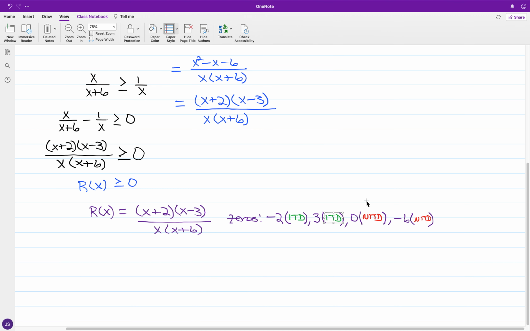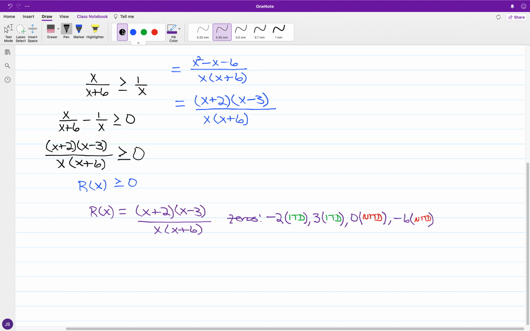And just setting up our table of intervals. Out of these, negative 6 is the smallest. So we have those values less than negative 6, then those values between negative 6 and negative 2, then between negative 2 and 0, then between 0 and 3, and then those values x greater than 3.